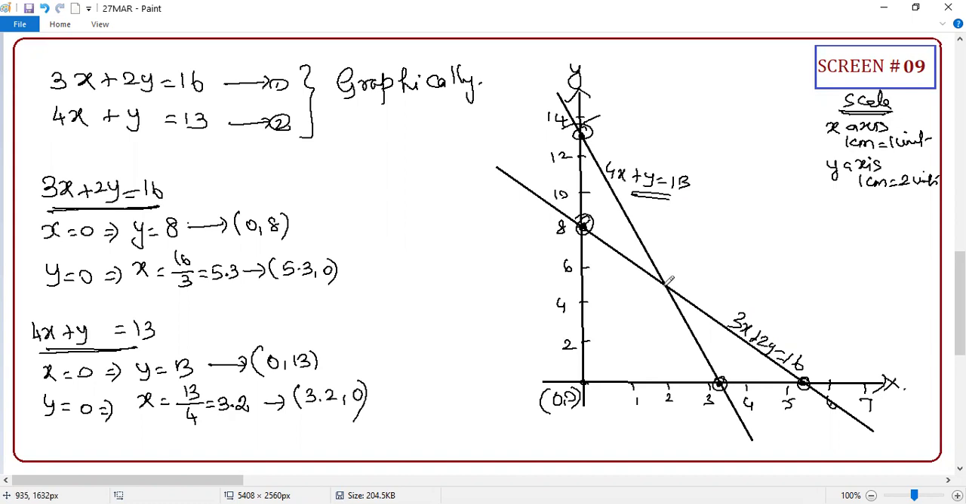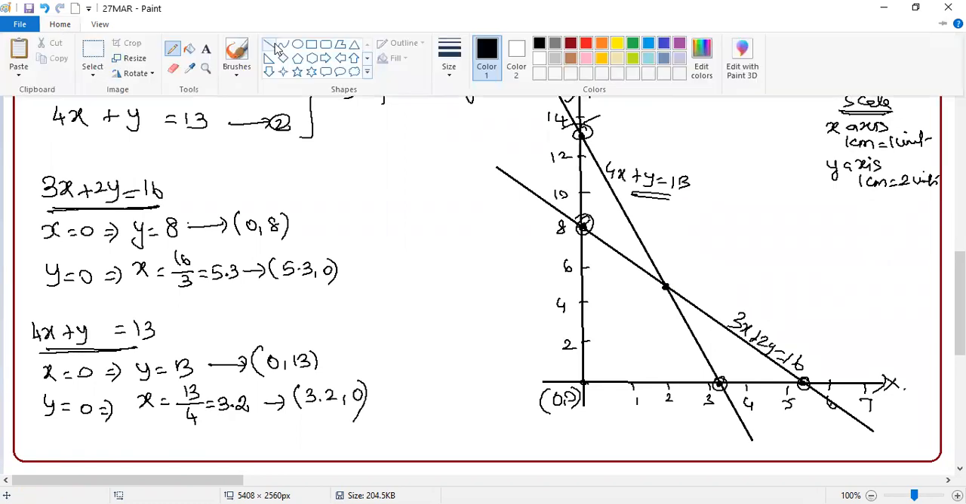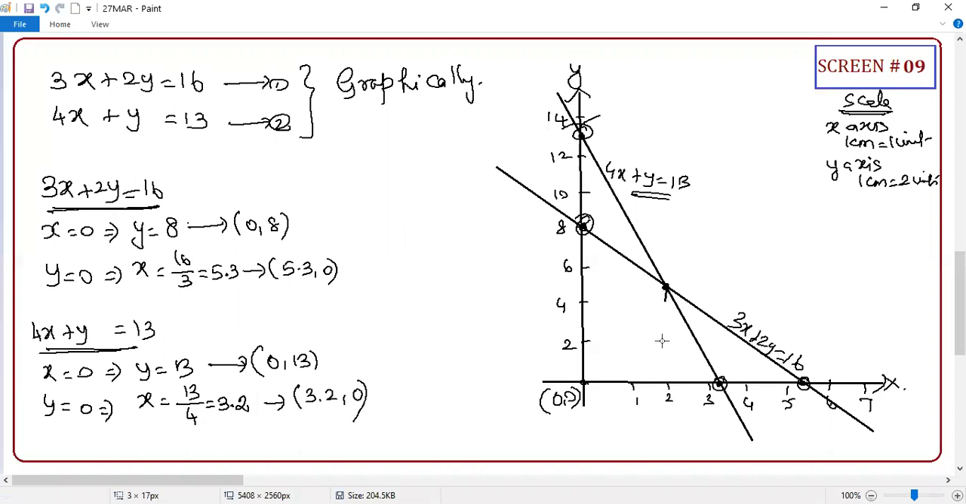After that, guys, it is getting intersected at a point. Are you seeing that? That point of intersection is your solution. If you join here, the magic will start. What is it intersecting at? x equals 2, y equals, between 4 and 6, what is it? 5.